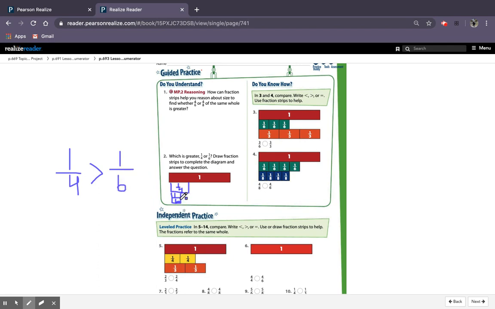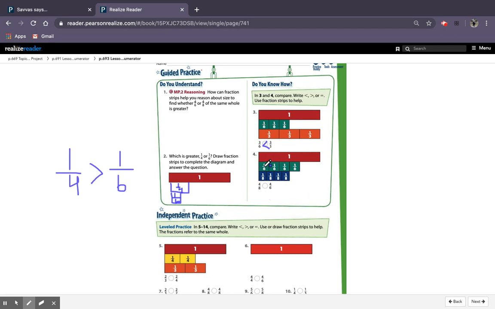Okay, moving on to 3 and 4. You just have to look at the fraction strips they already give you and pick the correct symbol. So for this, what's greater? 3 of the 1/6 or 3 of the 1/3? And automatically 3/3, that's my 1 whole. And I know that's always going to be the greater one. That's always going to be my first option.